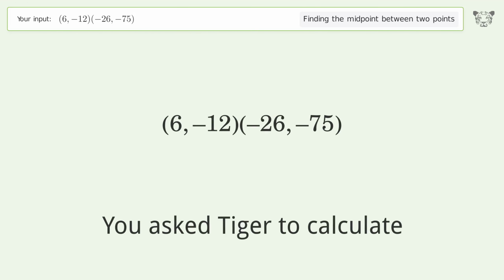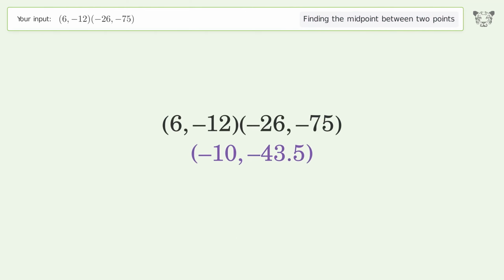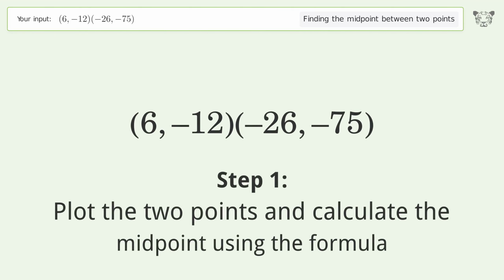You ask Tiger to calculate. This deals with finding the midpoint between 2 points. The midpoint between the 2 points is -10, -43.5. Let's solve it step by step. Plot the 2 points and calculate the midpoint using the formula.